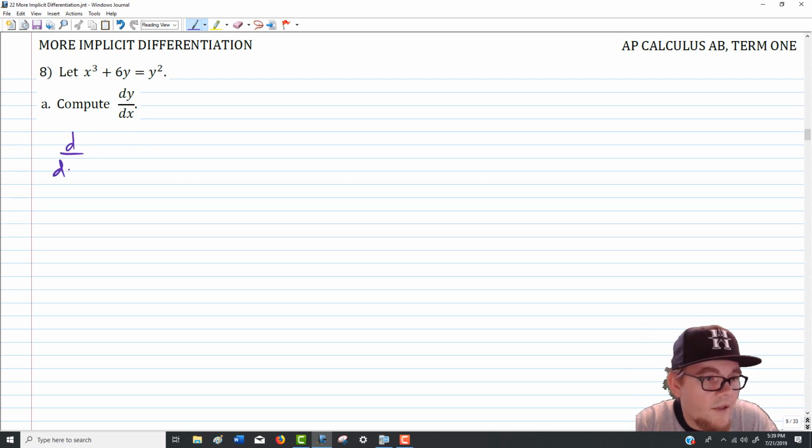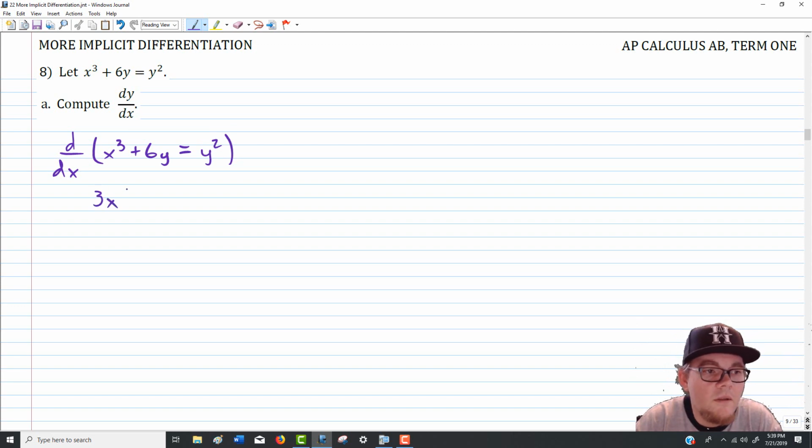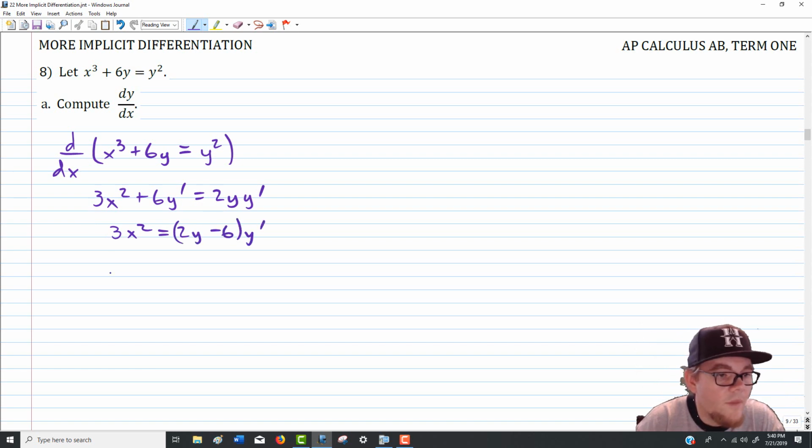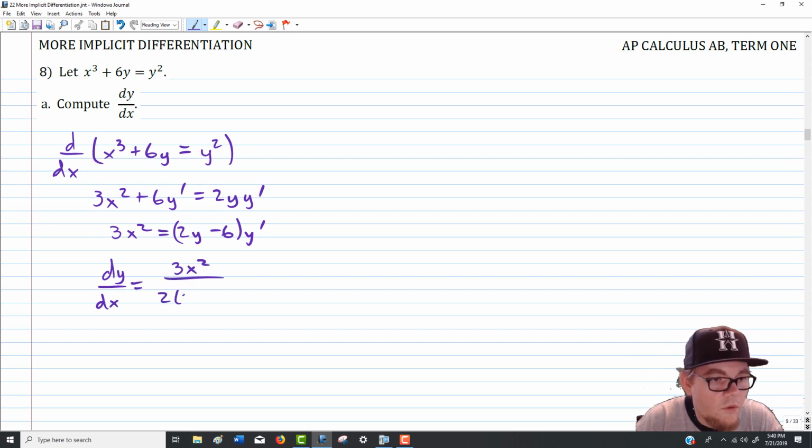So to get dy/dx, we have to take the derivative of this implicitly defined curve x cubed plus 6y equals y squared. Well, I'm not going to belabor the point. We get 3x squared plus 6y prime equals 2y y prime. Moving some pieces over, we get 3x squared equals (2y minus 6) times y prime. And there is our dy/dx. It's equal to 3x squared over 2(y minus 3).